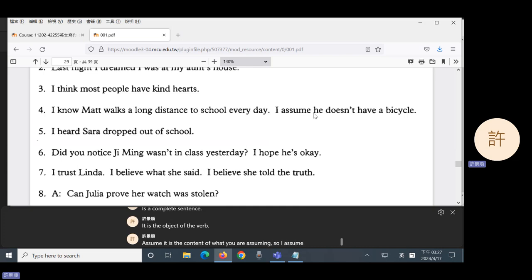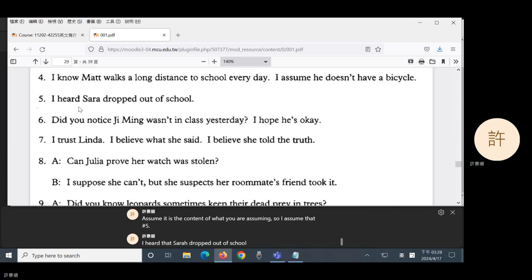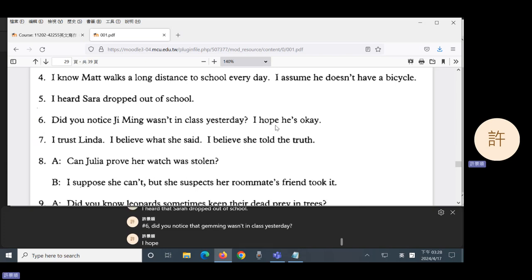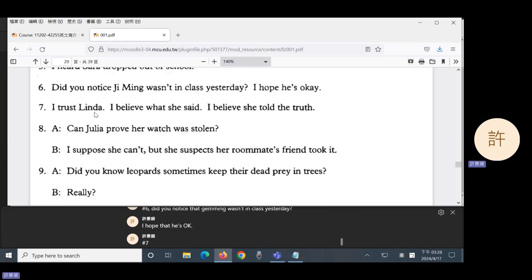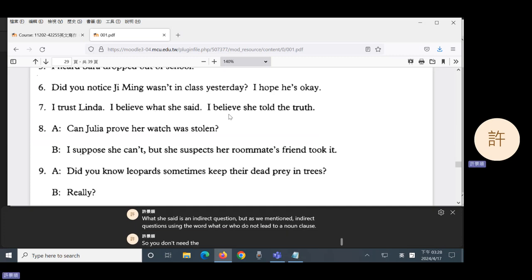So I assume that. Number 5, I heard that Sarah dropped out of school. Number 6, did you notice that Jiming wasn't in class yesterday? I hope that he's okay. Number 7, I trust Linda. I believe what she said. I believe that she told the truth. What she said is an indirect question, but as we mentioned, indirect questions using the word what or who do not lead to a noun clause, so you don't need the word that. It is I believe that.